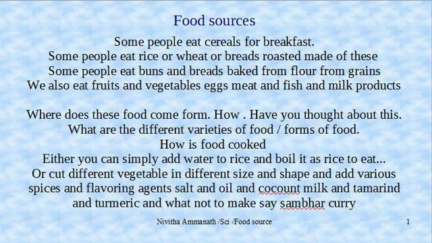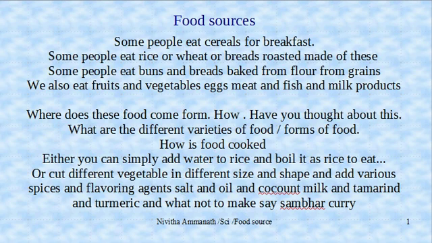Sometimes food is washed. Sometimes the vegetables are cut. Sometimes they are boiled. Sometimes they are steamed. Sometimes they are roasted. Sometimes they are baked. So the food is cooked in different forms. Why do we cook food? Because it is tasty sometimes. Sometimes because it makes it easy to digest.